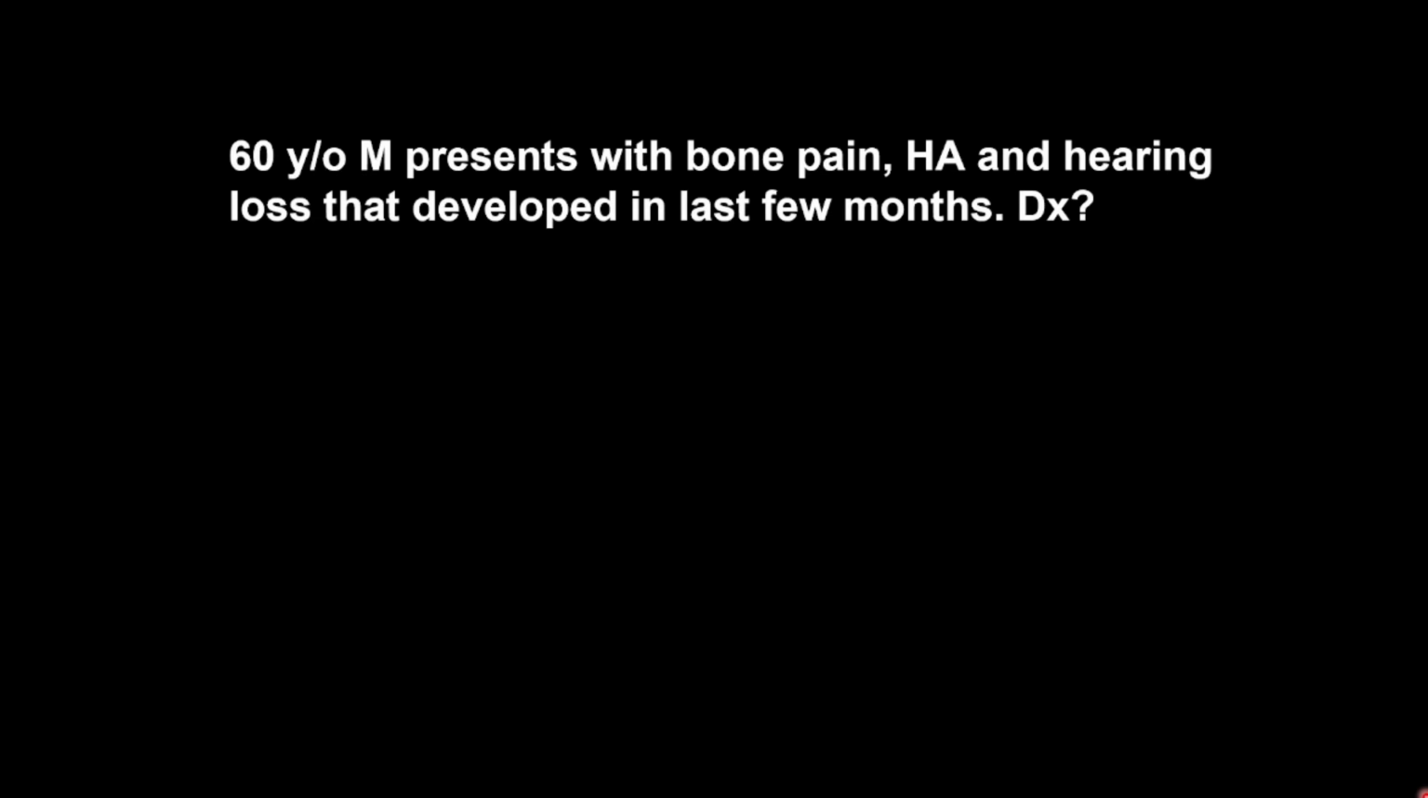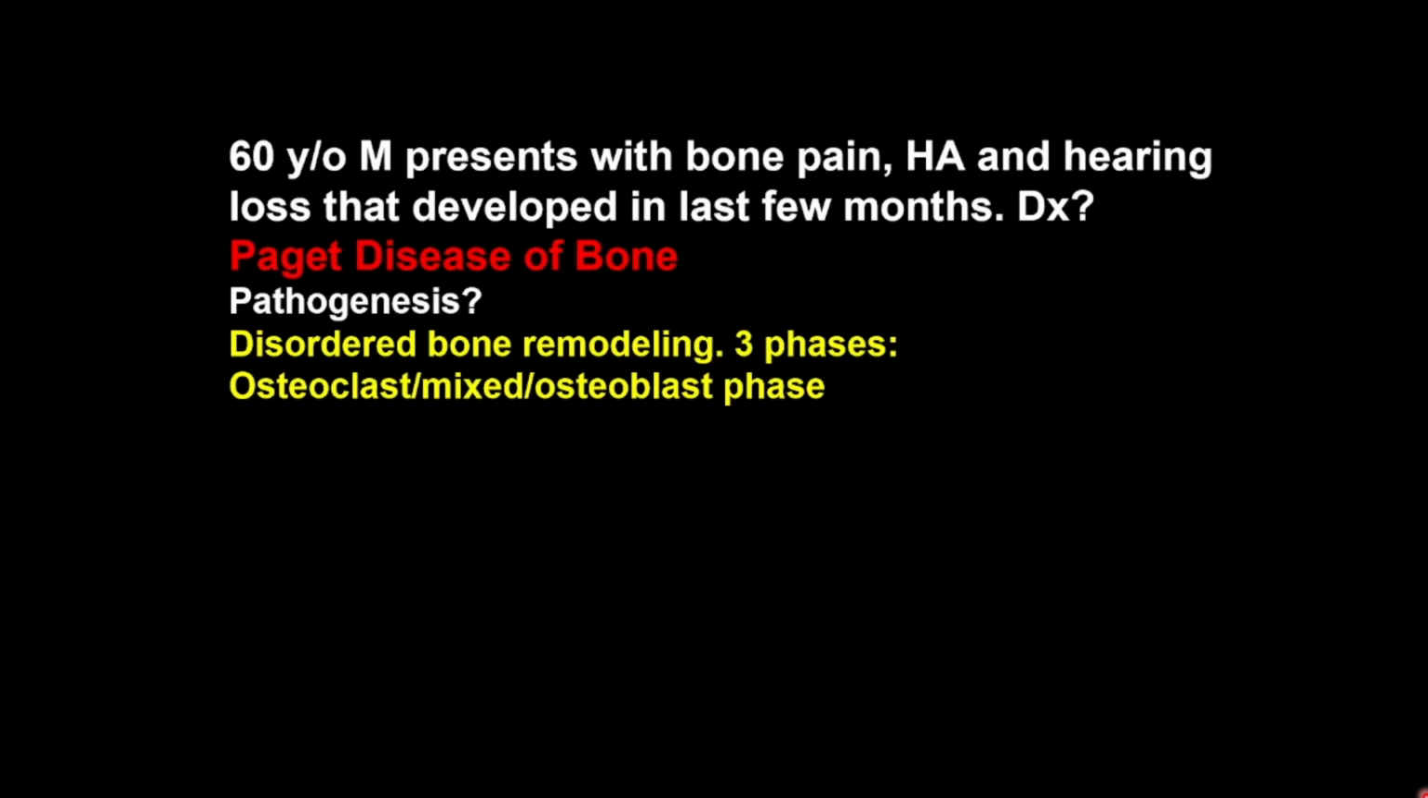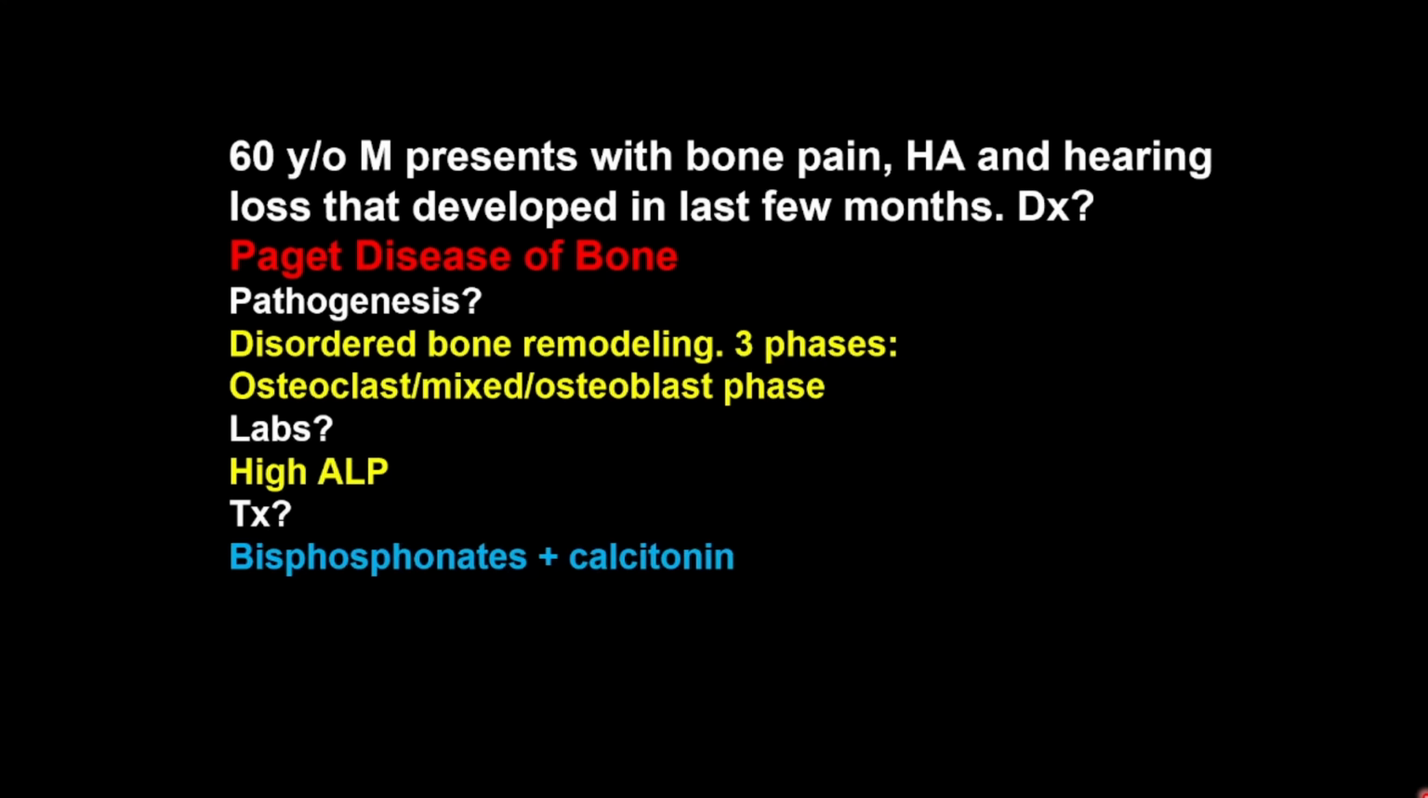We have a 60-year-old gentleman presenting with bone pain, headache, and hearing loss that developed over the last few months. What is the likely diagnosis for this patient? This is Paget disease of bone, caused by disordered bone remodeling. The main lab you want to look out for is an elevated alk phos, really just an isolated elevated alk phos. A lot of the other labs will be within normal limits. Treatment typically involves bisphosphonates and calcitonin.